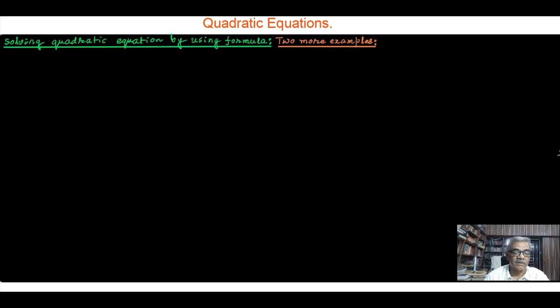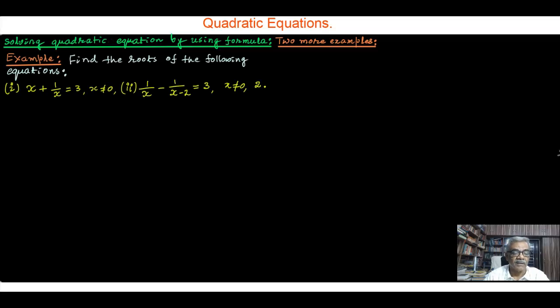Now you can see here, quadratic equations, solving a quadratic equation by formula. Now you can see the example. Find the roots of the following equations. One is x plus 1 by x is equal to 3, x is not equal to 0. If x is equal to 0, then 1 by x is going to be infinity. Then it is no more a quadratic equation. It will not transform into a quadratic equation.